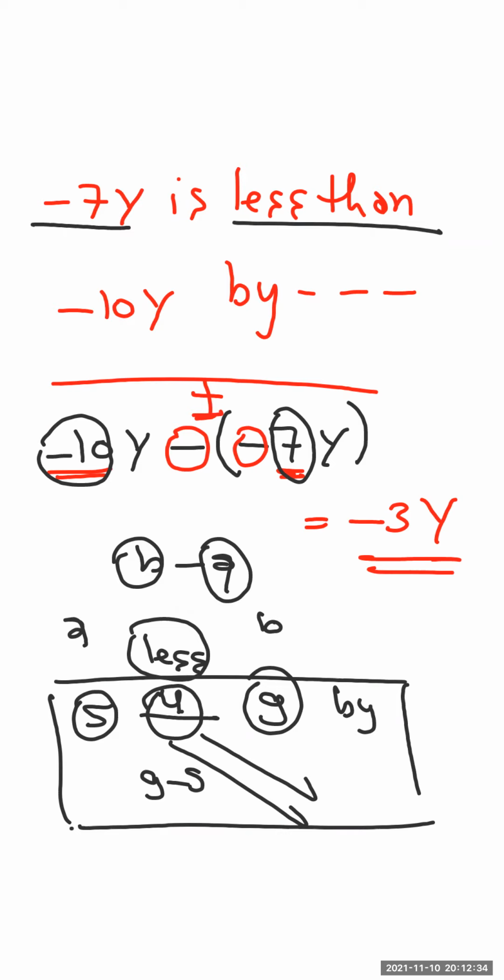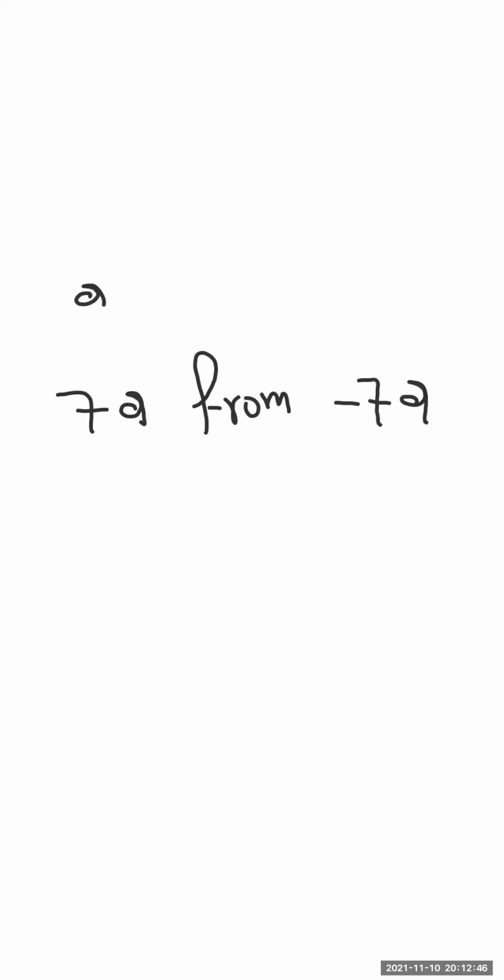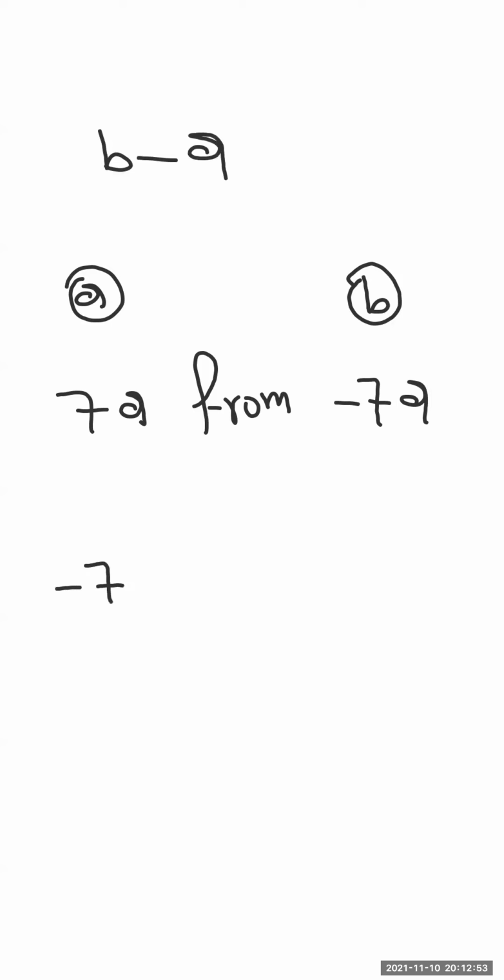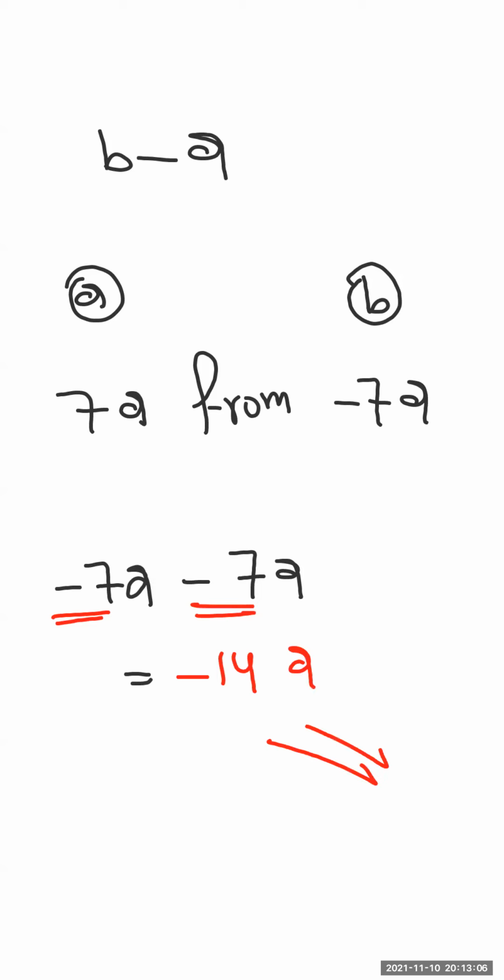Okay. The next question. The result of subtracting 7a from -7a. As we said before, subtract a from b means b minus a. So -7a, the second, minus the first, 7a, is -14a. Finished. Okay, clear?